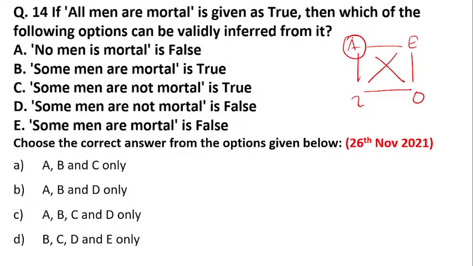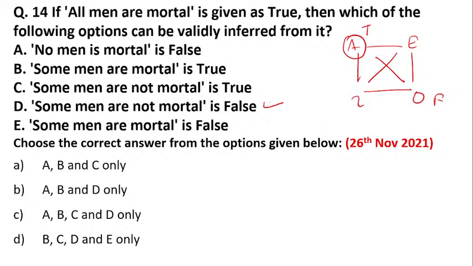Now, contradictory. You remember? I told you contradictory means if A is true, O is false, or if E is true, I is false. So opposite. Now I am saying all men are mortal. This statement is true, so which is going to be false? This is going to be false: some men are not mortal. So this is false. So this is correct.